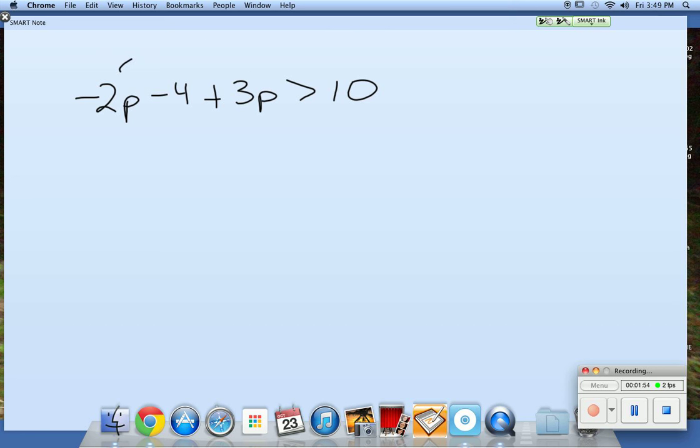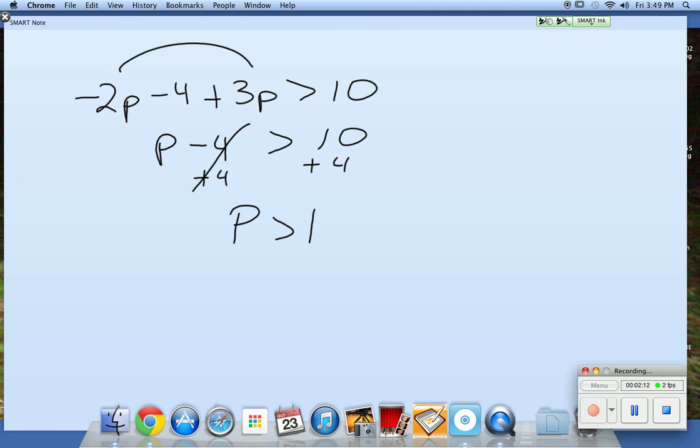So we combine our like terms here. This would be 3p minus 2p would just be 1p, or p minus 4 is greater than 10. We could add 4 to both sides. This cancels out. And p is greater than 14.